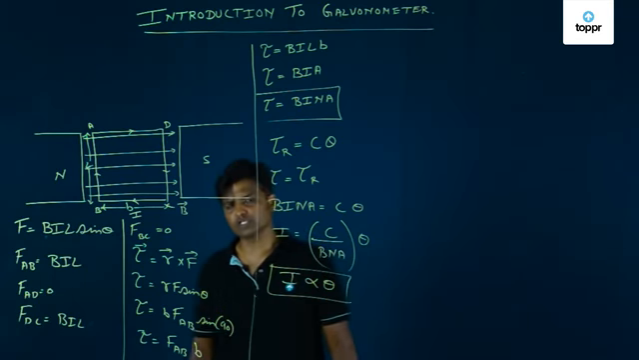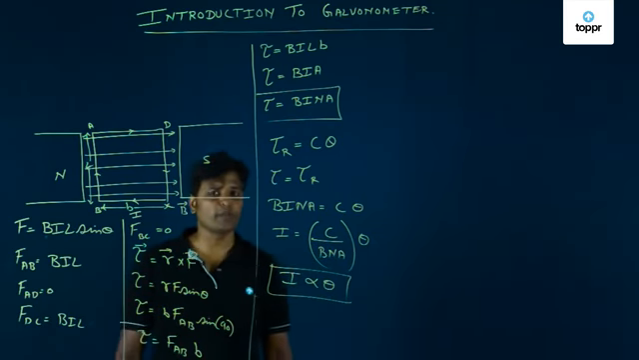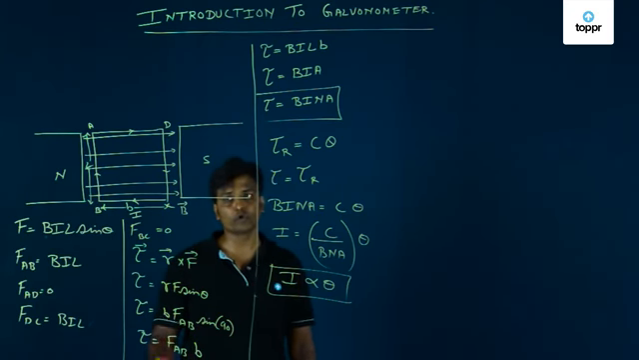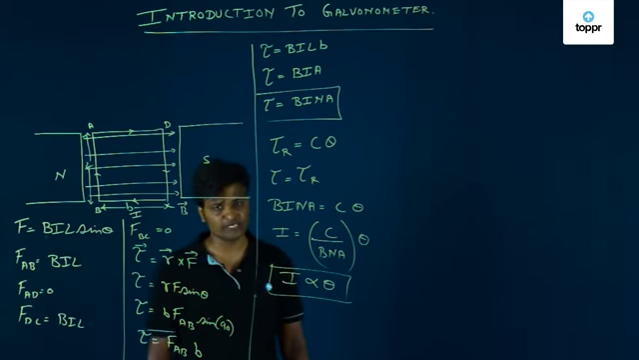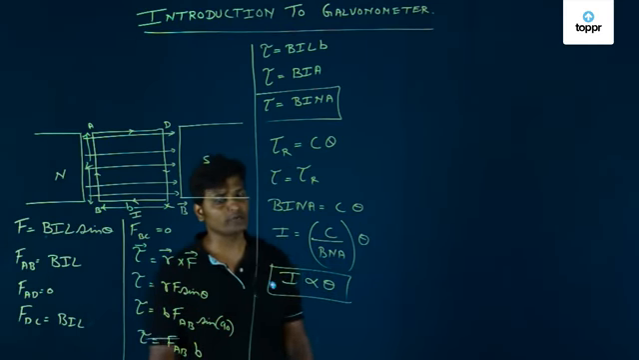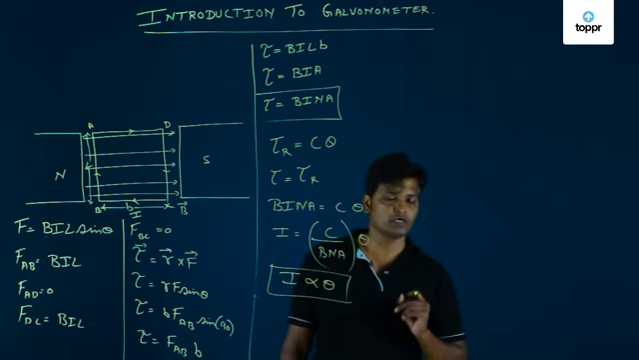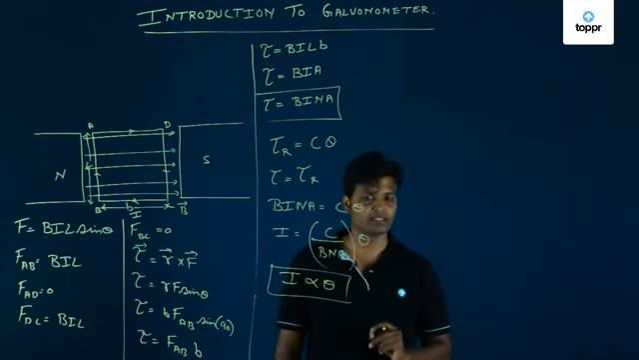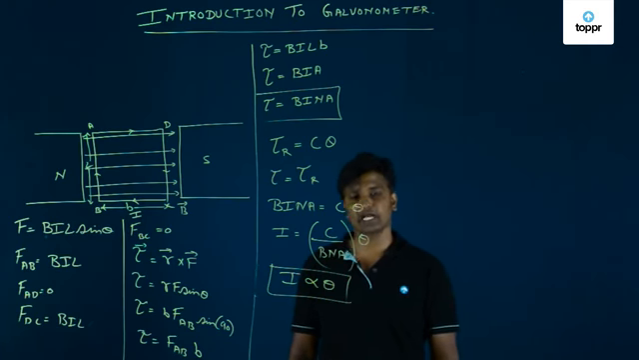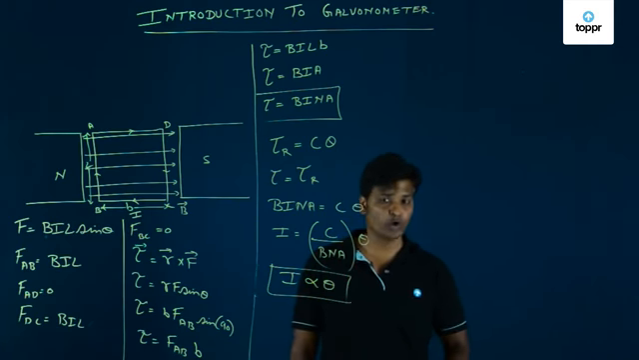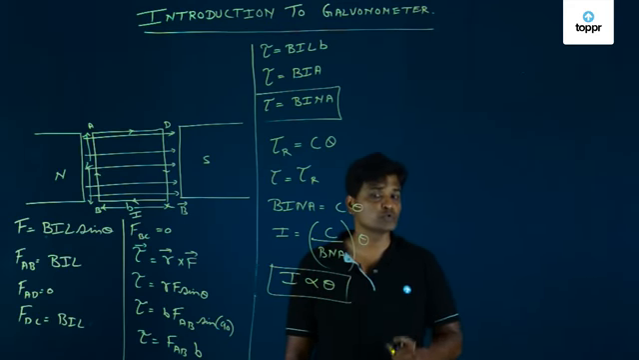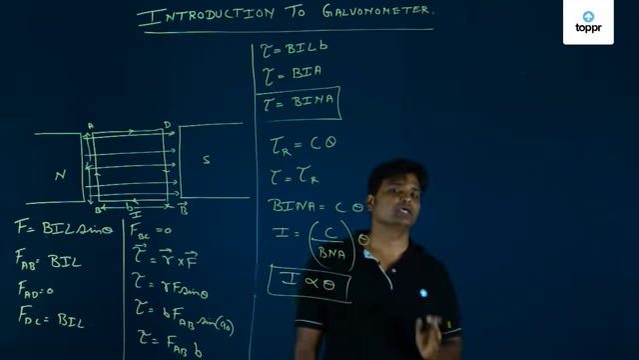But there are a few constraints of the galvanometer. We cannot pass a huge amount of current inside the galvanometer because its coil is very sensitive. If we attempt to pass a huge amount of current, the coil may get damaged and the galvanometer itself may get damaged. So in order to measure a larger amount of current, we have to convert the galvanometer into an ammeter.